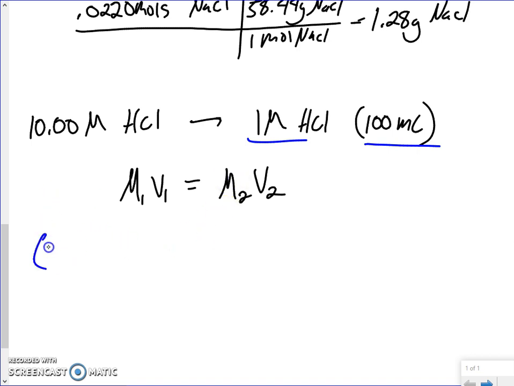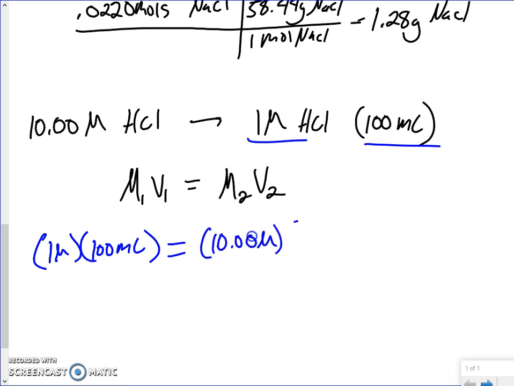So let's just say M1 is 1 molar, V1 is 100 milliliters, because that's how much volume I need of my 1 molar. Well, the molarity I'm starting with is 10 molar. How much volume of that do I need? It's basic math. We end up with 1 times 100, which is 100, divided by 10, which is 10. So I need 10 milliliters. In terms of sig figs, that should probably only be 1 sig fig, so we'll just leave it as that. That's kind of my fault for using weird numbers like I did. But regardless, I need 10 milliliters of my 10 molar to make 100 milliliters of my 1 molar.